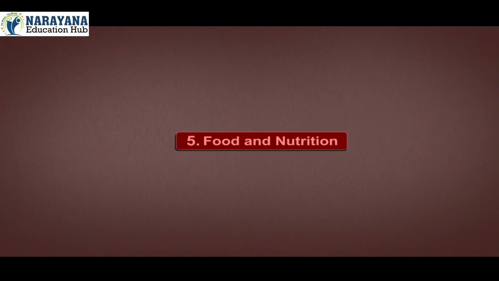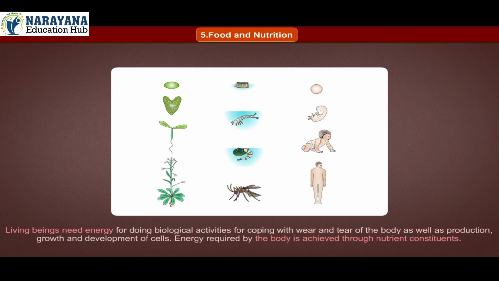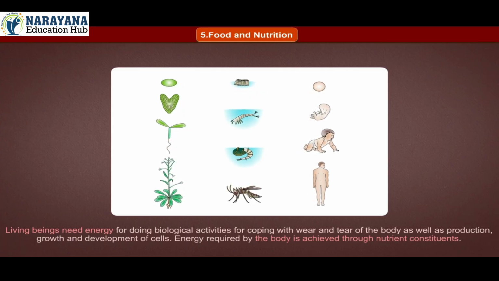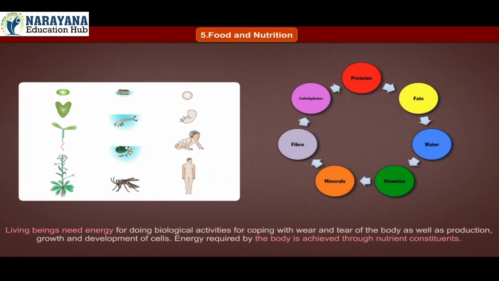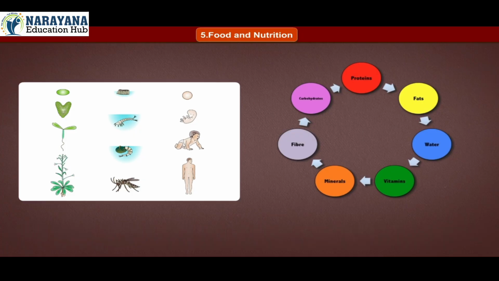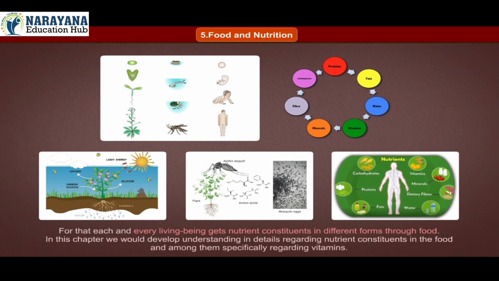Chapter 5. Food and Nutrition. Living beings need energy for doing biological activities, for coping with wear and tear of the body, as well as production, growth, and development of cells. Energy required by the body is achieved through nutrient constituents. For that, each and every living being gets nutrient constituents in different forms through food.